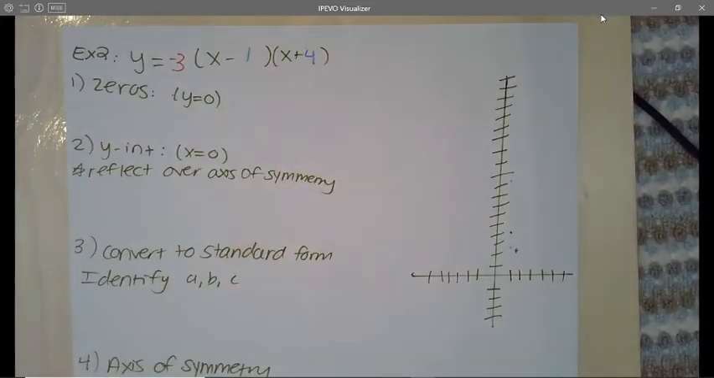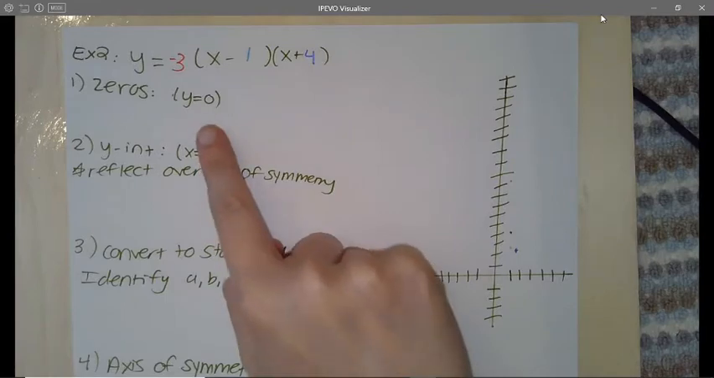Hi everyone. Example 2 is pretty much the same thing as example 1. So if you think you understood it, you can go ahead and solve it and fast forward to the end and see if you get it right. Otherwise, let's get started. So remember, to find the zeros of any equation, you always make your y 0.